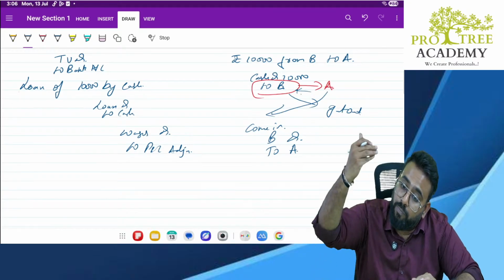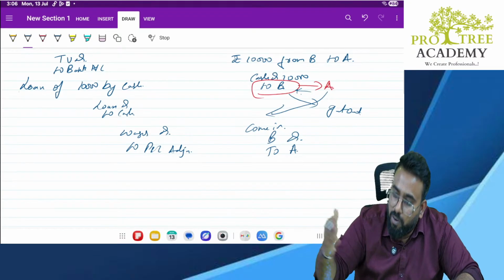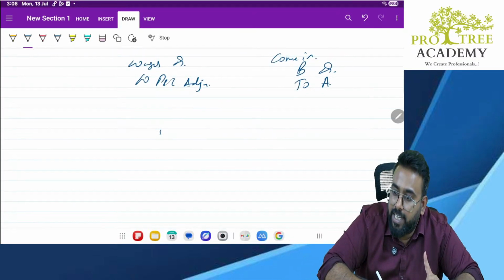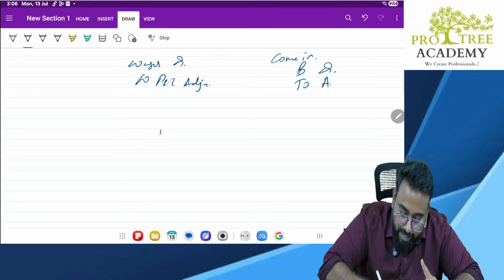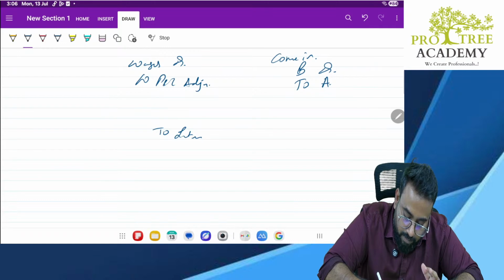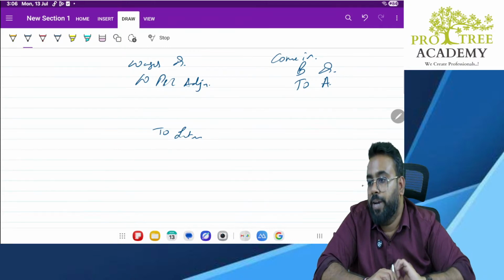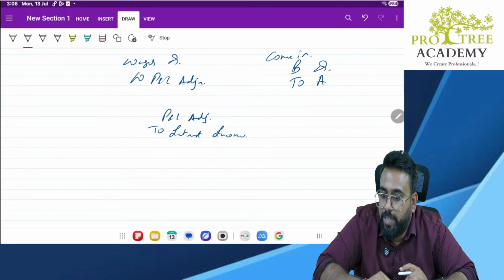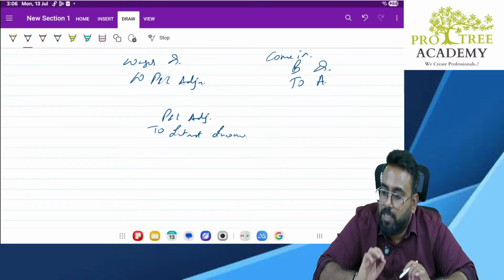Sir, I missed recording an income. Record it now. Say I missed interest income. So interest income will be on the credit side. To interest income. Correct? So what will come on the debit side? P&L adjustment account. Sir, why for assets and liabilities no P&L adjustment, but for income and expense P&L adjustment?